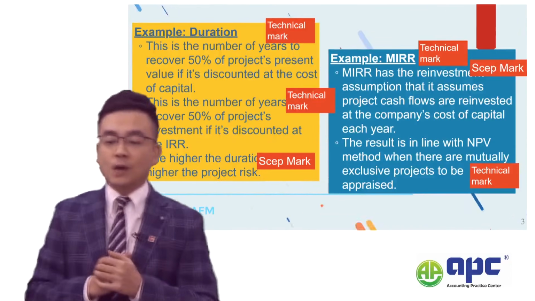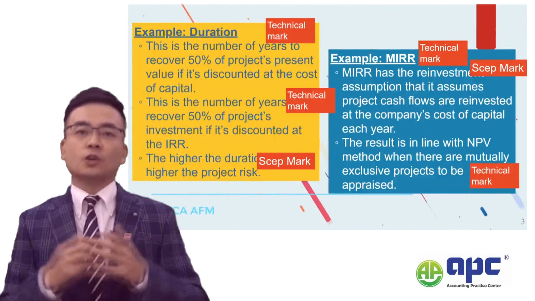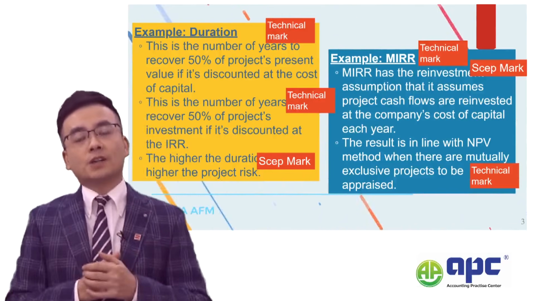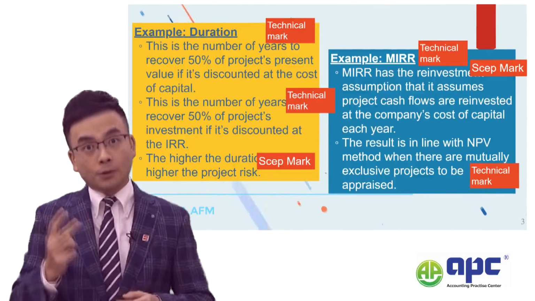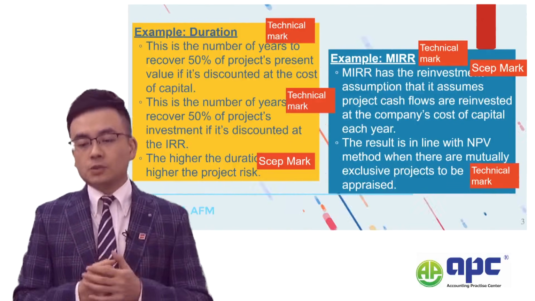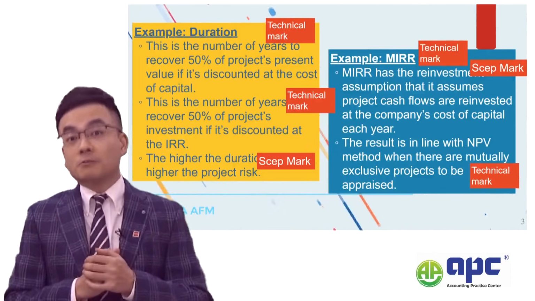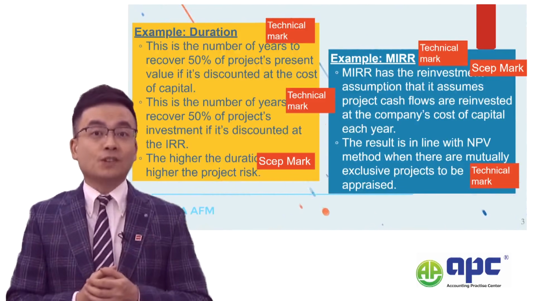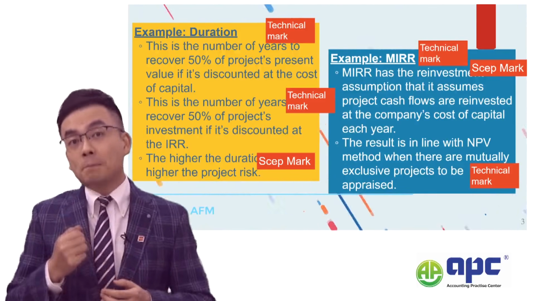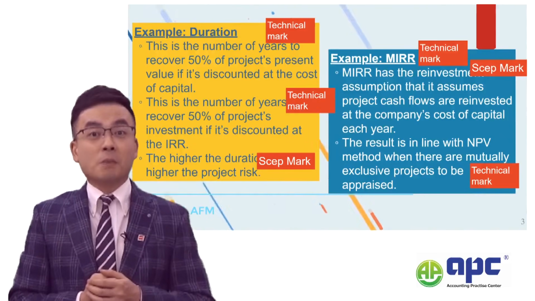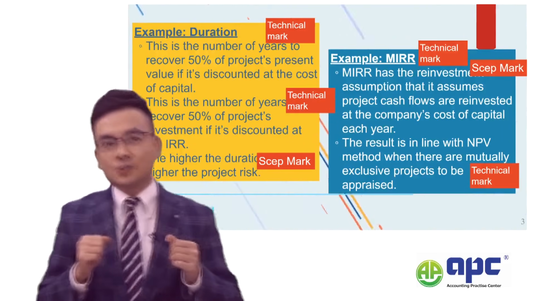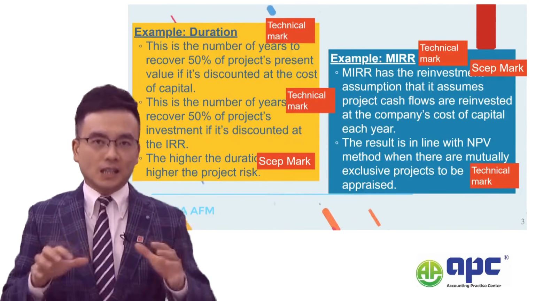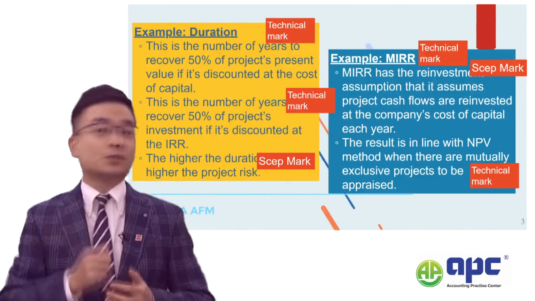Another example I'd like to share with you is the modified internal rate of return, or the MIRR. When this topic is tested, I always say to my students, write 2 points. And of course, as you can see, the first point about the reinvestment assumption of the MIRR not only helps you score 1 technical mark, but also 1 skepticism mark. So make sure that you're ready. There are quite a few hidden marks in this paper, and I will teach you how to score them one by one.